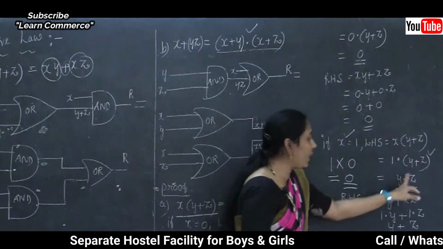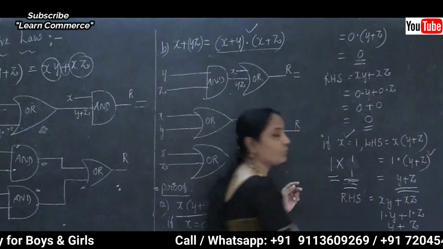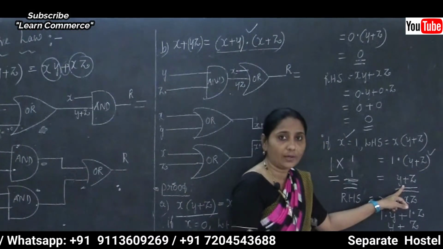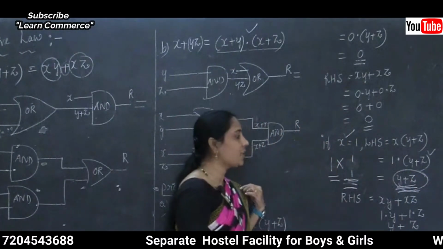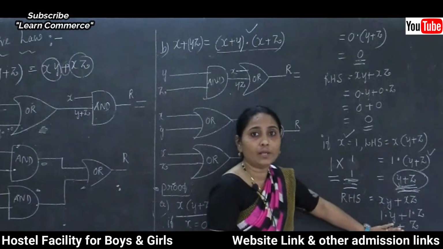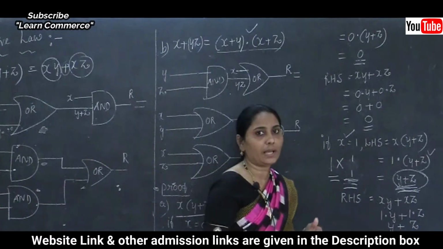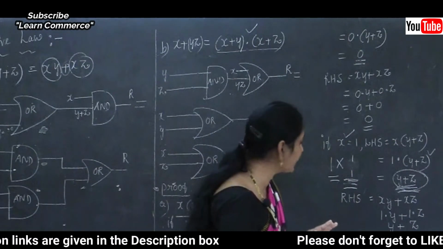Or maybe the y plus z value is 1. That means the result is always 1 only. So we can say that it depends on the y plus z value. So in the left hand side, what's the result? Here the result is y plus z. And if the right hand side result is also y plus z, then we can say that the left hand side is equal to the right hand side here.